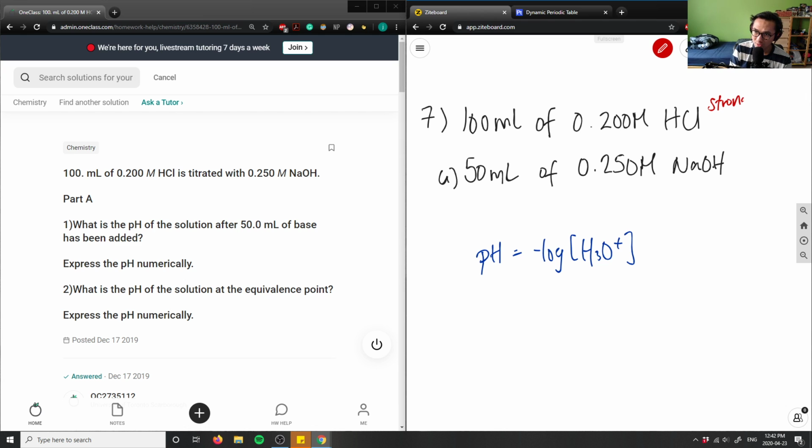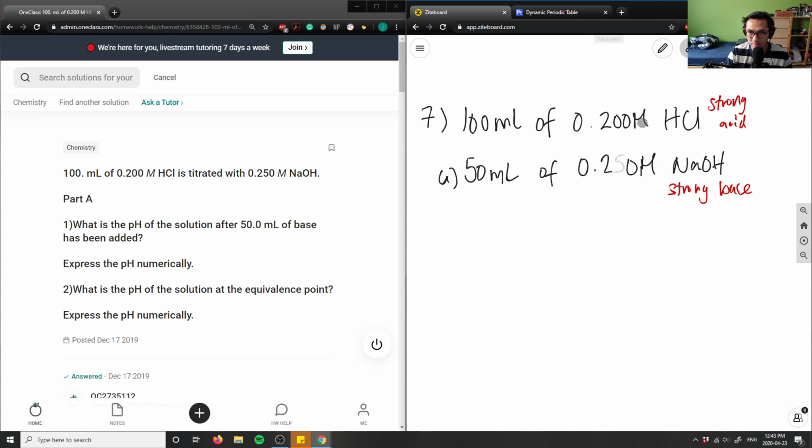We know that this dissociates fully in water, and NaOH is also a strong base. So therefore, we have a strong acid, strong base titration, right? So what we can say is that we have 50 milliliters of 0.250 molar NaOH, and 100 milliliters of 0.20 molar HCl. What we can do is find the moles of these two compounds first, to figure out how many moles of each have been used up. Let me erase this first, so we'll calculate pH later.